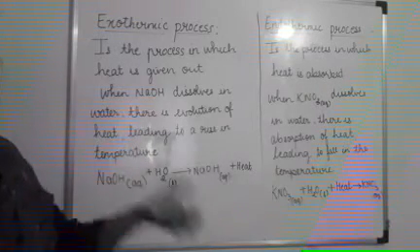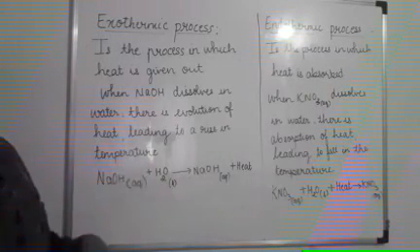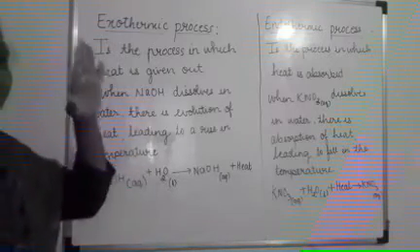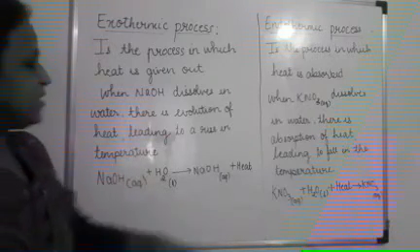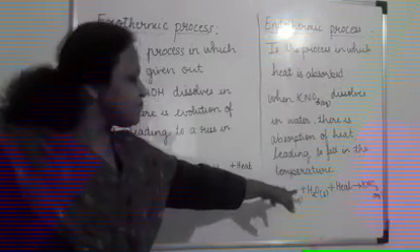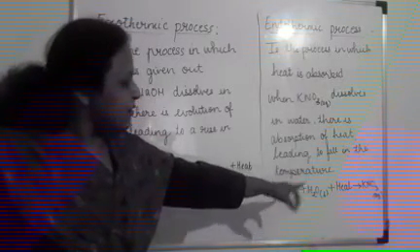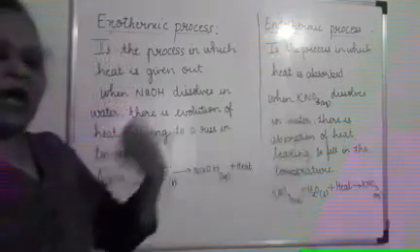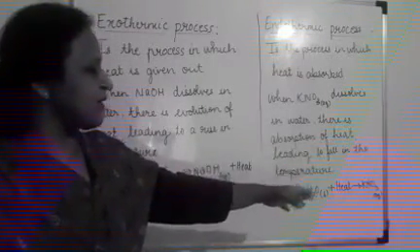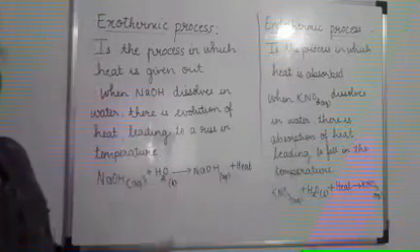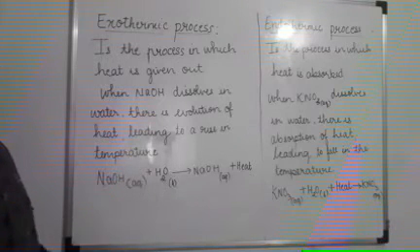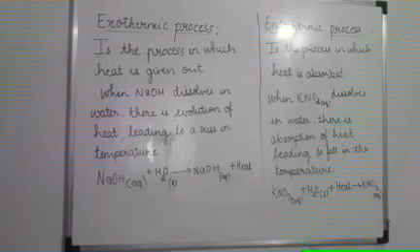When heat is absorbed as potassium nitrate is dissolved in water, there is a great fall in the temperature. The heat is absorbed from the outer surroundings and given to the potassium nitrate, so the temperature decreases, a great fall in temperature.